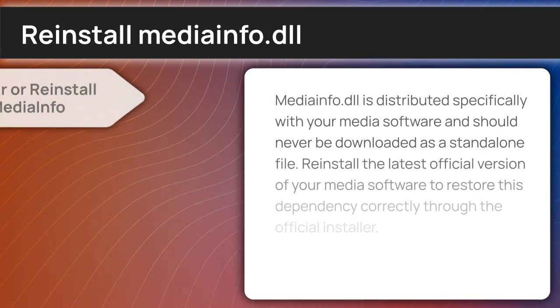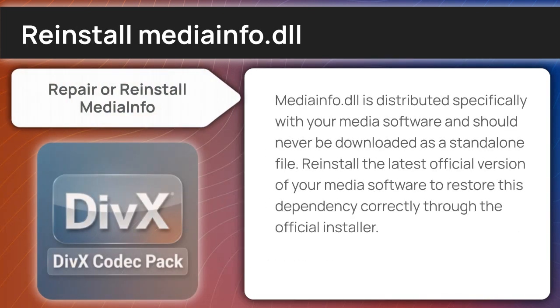Third-party application errors like this are best fixed by reinstalling the affected software. Download and reinstall the latest version of your media software to restore the Mediainfo Library DLL safely.